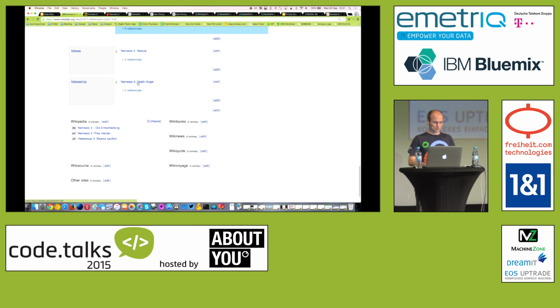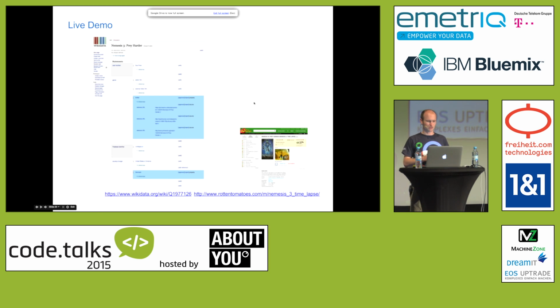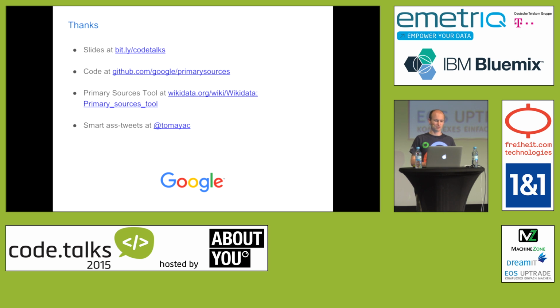All right, so let me go back to my slides. So you've seen the tool, you've seen some of the problems of it. I'm wondering why the random link wasn't working, but it was working earlier, so maybe it was a temporary Wi-Fi glitch, I don't know. If you want to try it out, you're more than welcome to do so. So you can find the slides for this talk at bit.ly/code.talks. I wonder why anybody hasn't claimed this yet, so I'm the first, so I claim it. You can find the code of this tool at the Google Primary Sources repo.